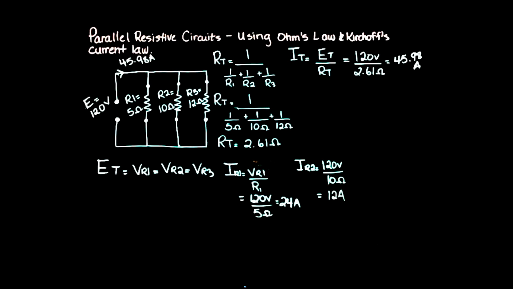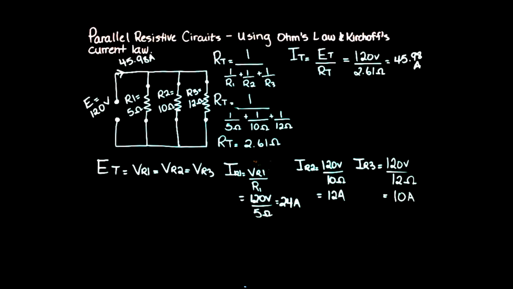And then we would apply Ohm's law again to the third branch, IR3. Source voltage, again, constant across the branches, 120 volts divided by the resistance of that specific branch, 12 ohms of resistance, which then gives us a value of 10 amps.